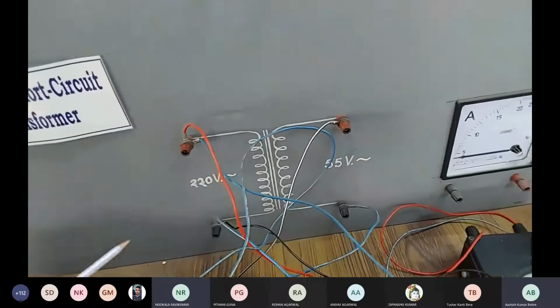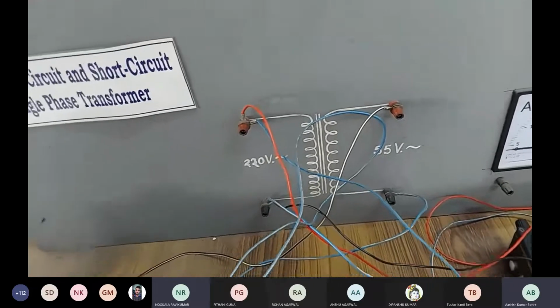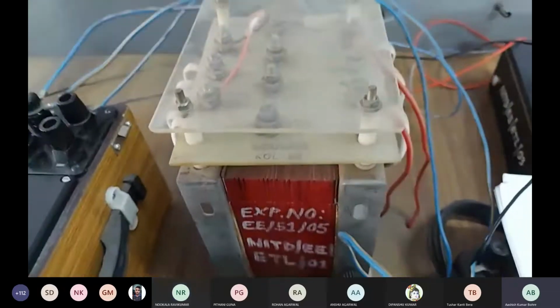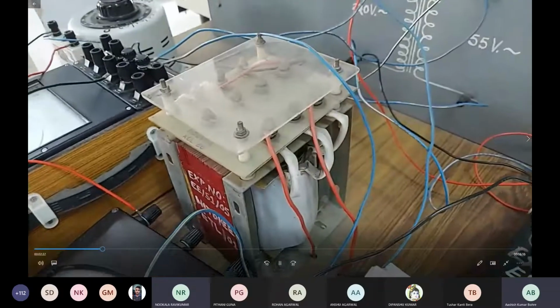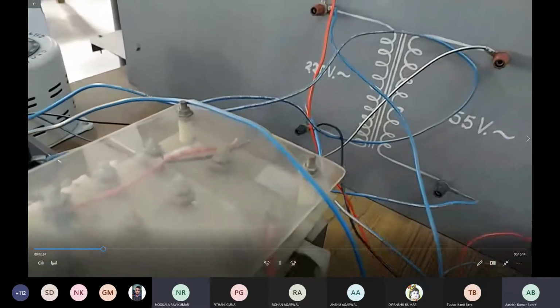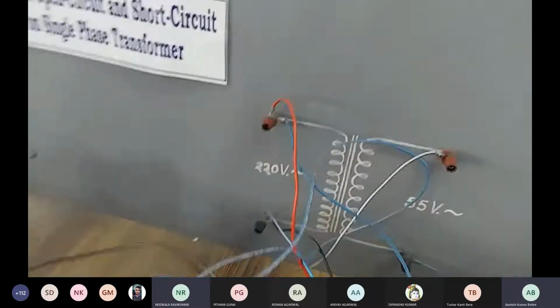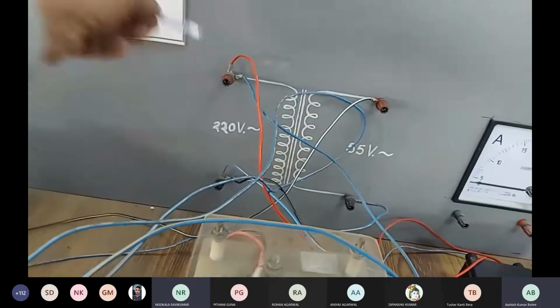Primary and secondary we can change as per the requirement of the system when we are performing the open circuit or short circuit test. So this is basically the single phase transformer. From here you can check, this side is the 55 volt side, and this is basically the 220 volt side. These connections go to this 220 volt side.